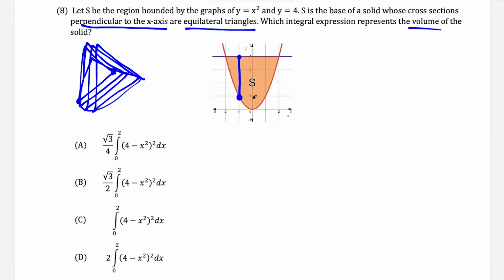What I like to do for these questions is take the cross section, draw it off to the side, and turn it into the shape that they want.